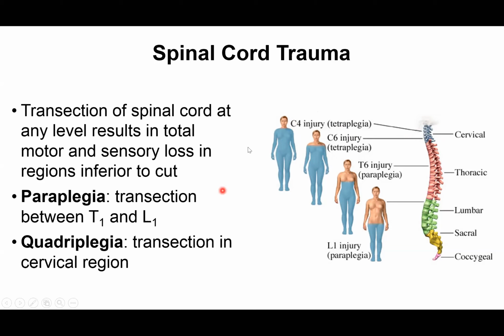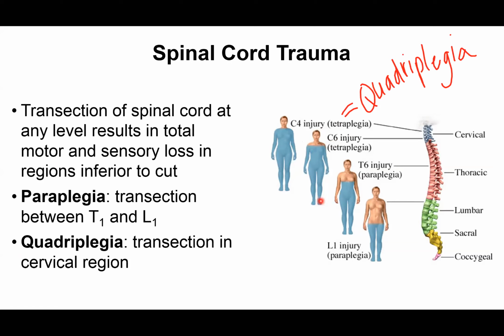quadriplegia. So let me write that down so you guys don't get confused. Tetraplegia is the same thing as quadriplegia. Okay, so any injury, again, that would occur to, say, C4 or maybe even C6 is going to result in total loss of motor and sensory functions everywhere below that level of the injury.